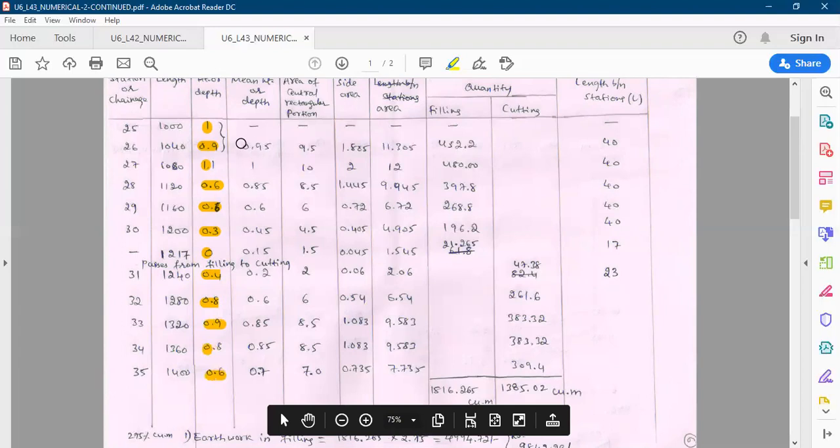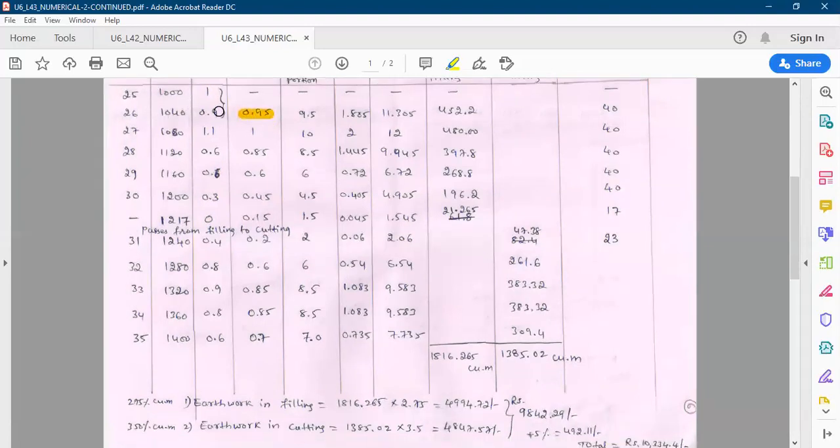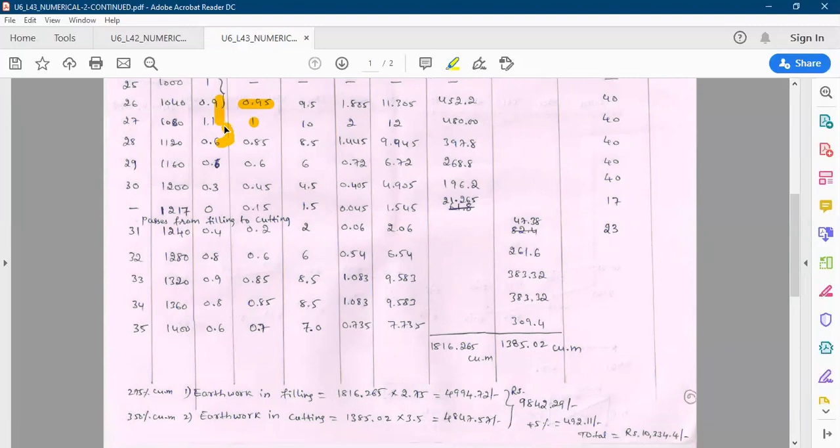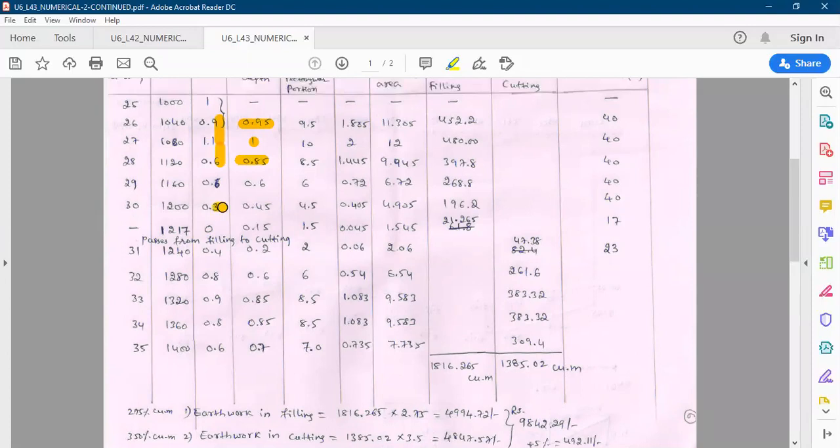Now we can take the average depth. Average depth we can calculate: 1 plus 0.9, that is 1.9, right? 1.9 divided by 2, so it will become 0.95. Similarly, you can calculate the average depth: 0.9 plus 1.1 divided by 2. Similarly, 1.1 plus 0.6 divided by 2, like that. Similarly, when it comes to here, it is 0 plus 0.3, 0.3 plus 0 divided by 2, so that is 0.15. But when it comes to here, 0 plus 0.4 divided by 2, that is 0.2. Like that, it will go on in continuation, right?